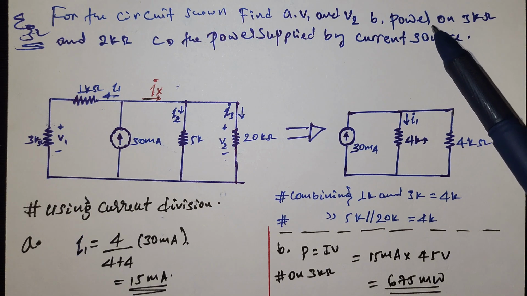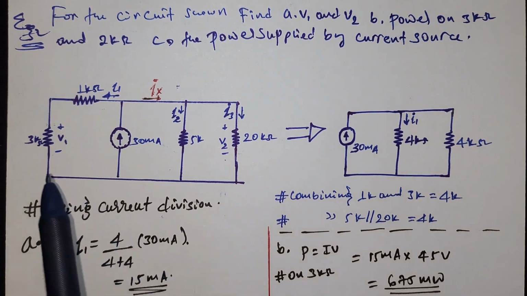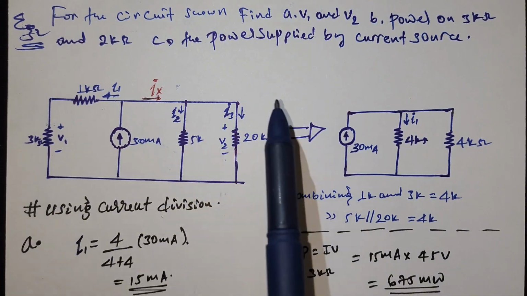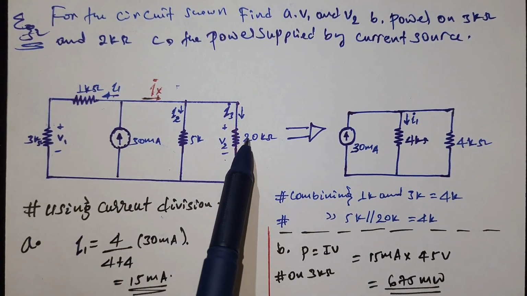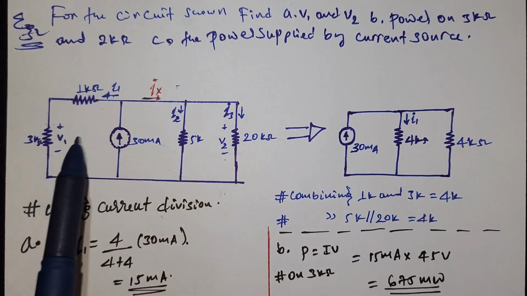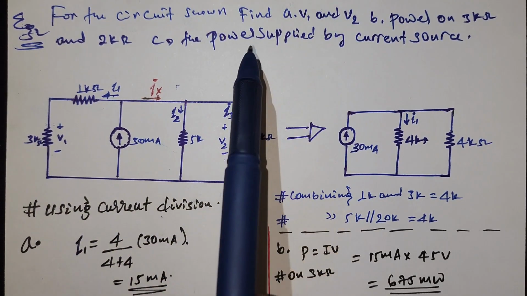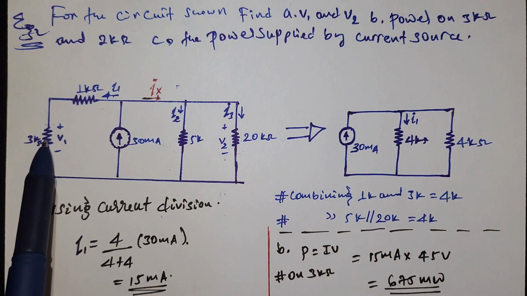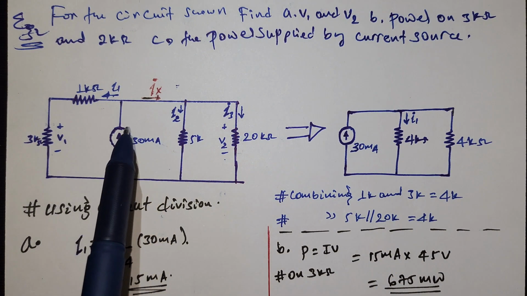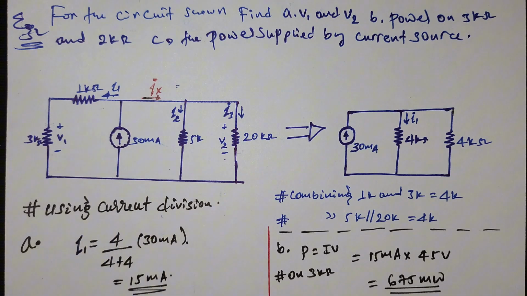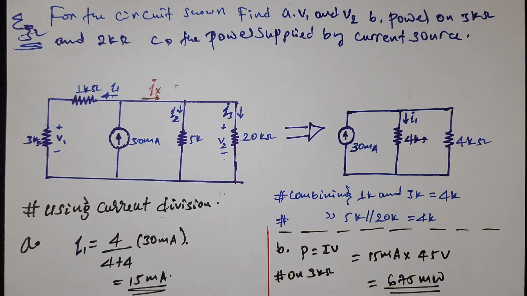Second, we are also asked for the power on the 3K resistor and the 20K resistor right here, the power on both. Also, the power dissipated by these two resistors. Also, the power which is supplied by the source. We only have one source right here, which is a current source.